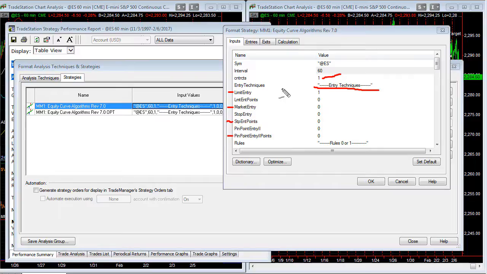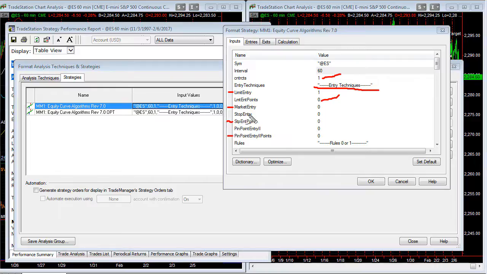And so for the limit entry, if you set the limit entry to 1, then the limit entry points is active and effective. You can use any positive number, 0, 1, 2, 3, 4. The larger this number is, the fewer trades you will have, because it's looking to get in on a limit entry at the close of the current bar minus limit entry points for longs and plus limit entry points for shorts. Market entry is either 1 or 0. You turn that off or on, and there are no points or additional inputs related to that.